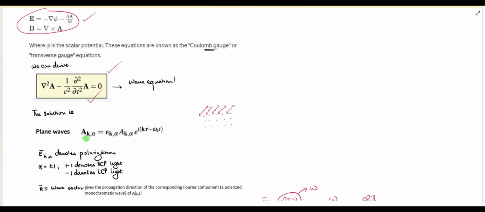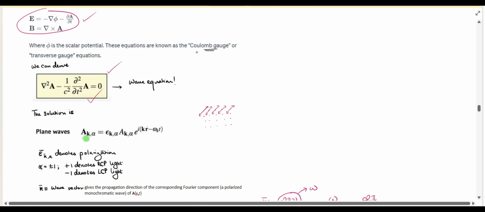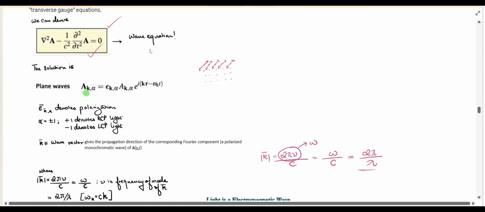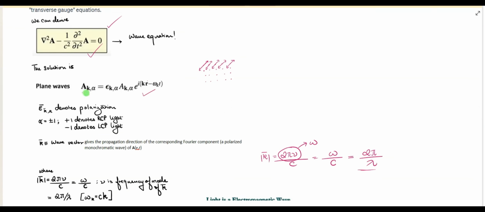Now, if you look, this looks nothing but like a wave equation. You may have encountered this wave equation when we studied basic electrodynamics, and I highly recommend you to refresh it to understand this in more detail. The solution to these wave equations is given by these equations. These are planar wave solutions.